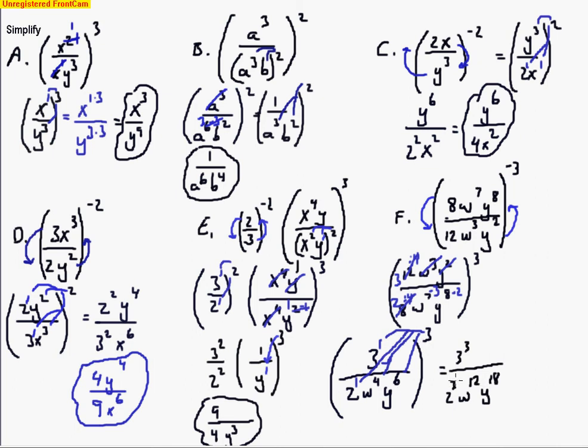So from that point, all we have to do is multiply out these 2's and these 3's and see what we get. 3 times 3 makes 9, times 1 more 3 makes 27. Down below we get 8w to the 12th power, y to the 18th. And that is our answer.